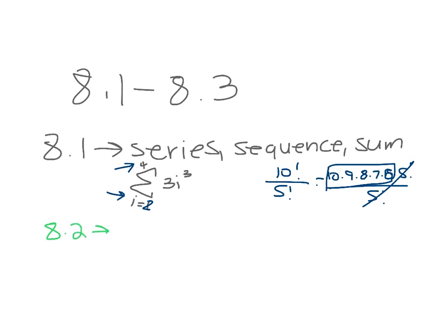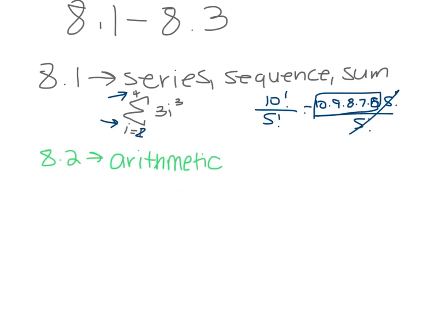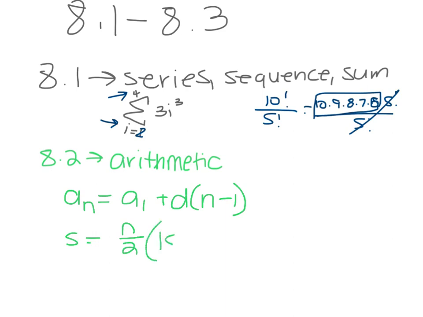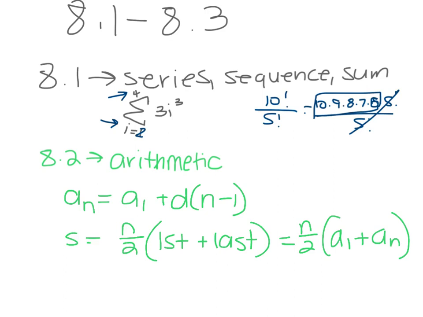Then we talked in 8.2 all about arithmetic sequences and sums. So the equations that were introduced in this one is A sub n equals A sub 1 plus D times n minus 1. So that's how we find the nth term in an arithmetic sequence. And then we also found the sum by doing n over 2, the number of terms over 2, times the first term plus the last term, or n over 2 times A sub 1 plus A sub n. And again, that's only for arithmetic. And in arithmetic, we talked about the common difference, which is D. And that's the number that you are adding to each term to get the next term.